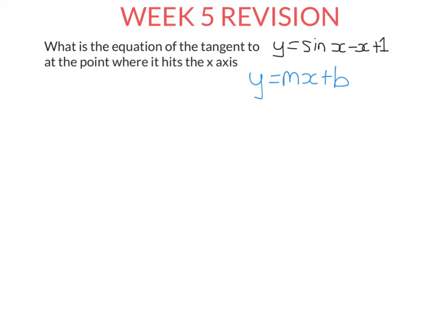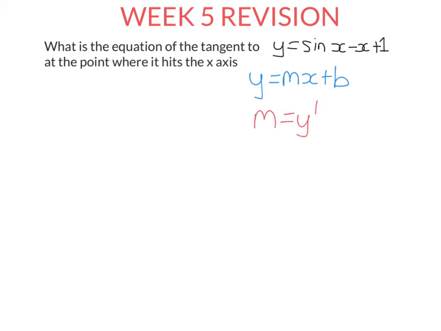The equation of the tangent to any curve is of the form y equals mx plus b, because the tangent is a straight line. So when you're finding the equation of a straight line, you just need to find m and find b. Now, m, the gradient of the tangent, is the first derivative. Every time you differentiate a function, you are finding its gradient function, a function from which you can calculate the gradient of the curve at any point.